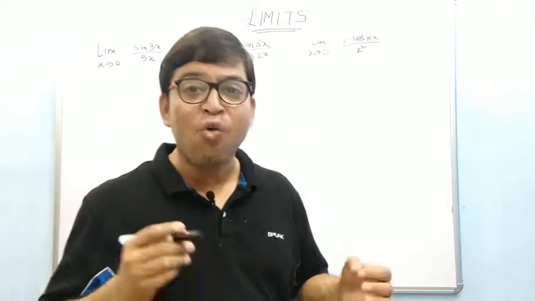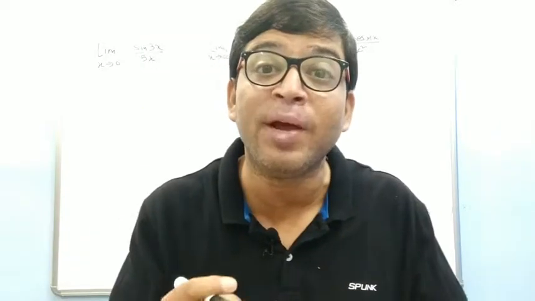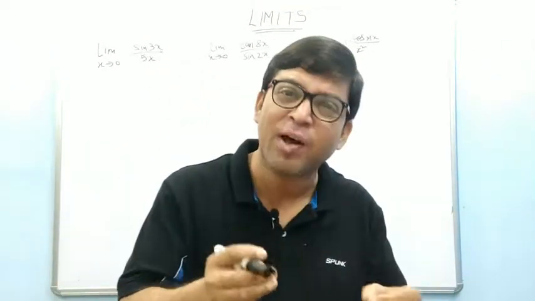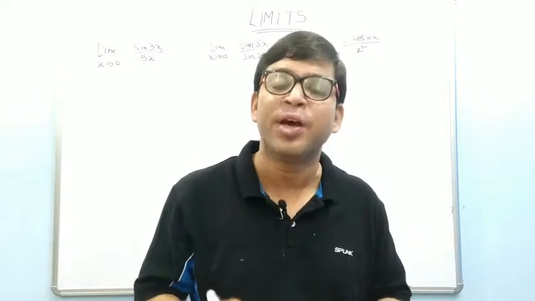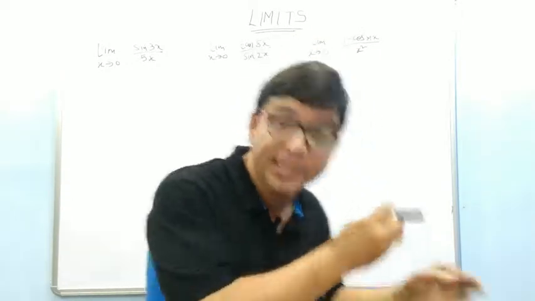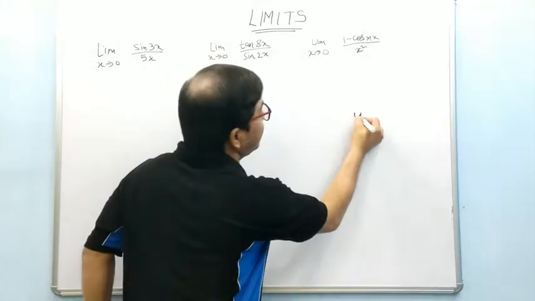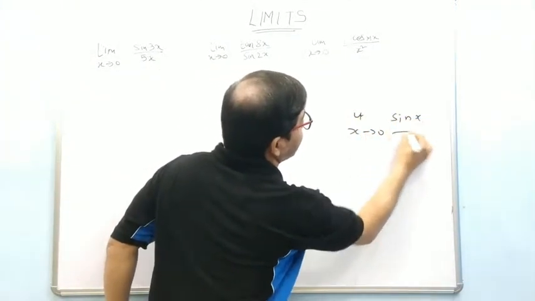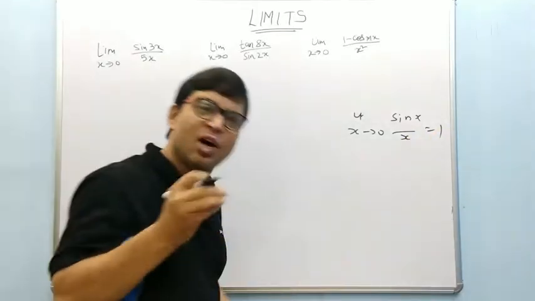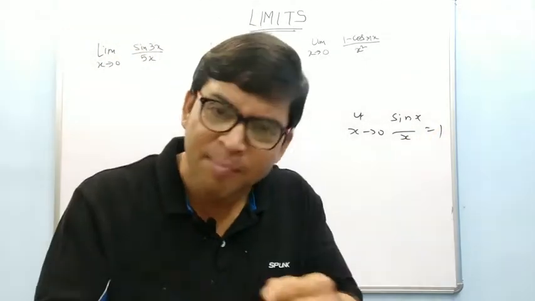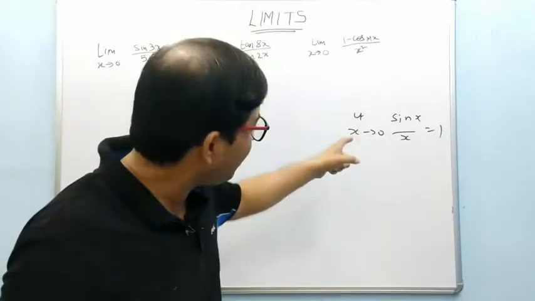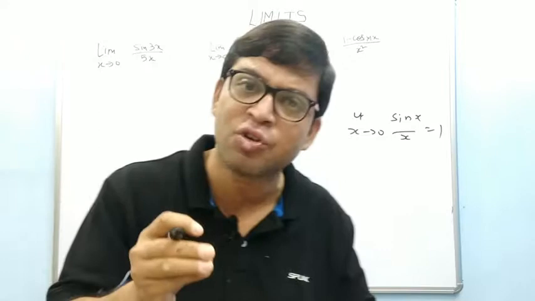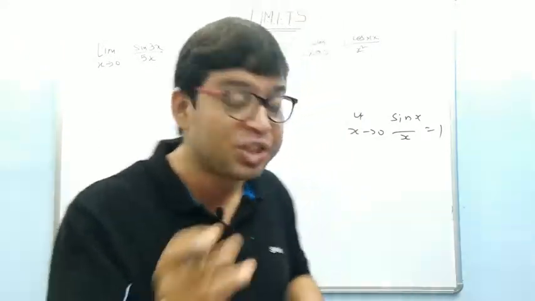Hello friends, now we will see how to find the trigonometrical limits. The very important formula, and the only formula I say that is used in finding the trigonometrical limit, is limit x tends to 0 sin x by x is equal to 1. That is the only formula. Some derived formulas are also there. But if you just remember this, all your limit problems involving the trigonometrical functions will be solved.